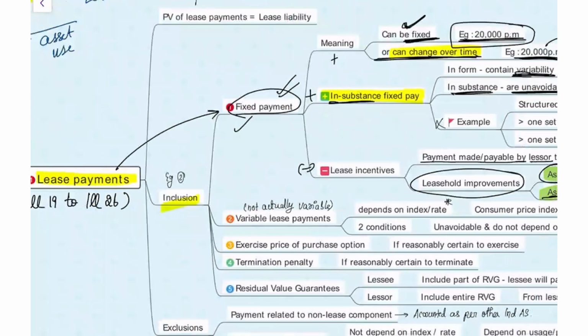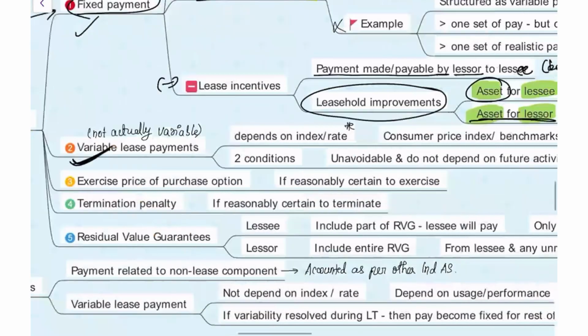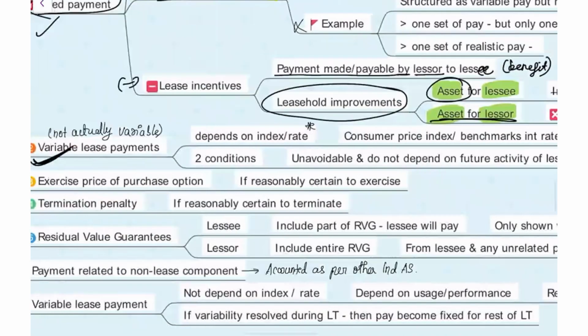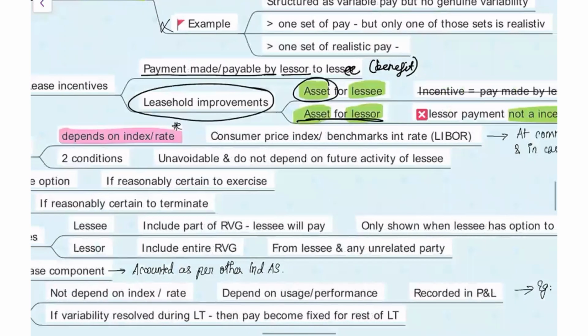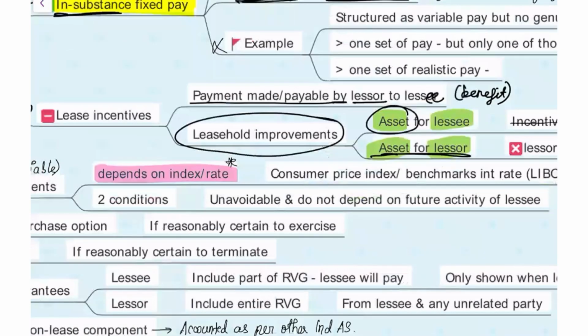The second part is your variable lease payments. Okay, so here what happens is that this variable lease payment can depend on an index or rate. Suppose that instead of them telling you that they will annually increase the lease payments by 2,500, they will tell you that the increase or decrease in lease payments will depend on some index or a rate. Okay, so suppose there is something known as a consumer price index.